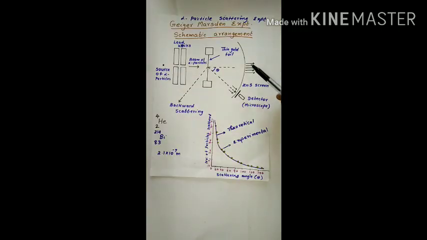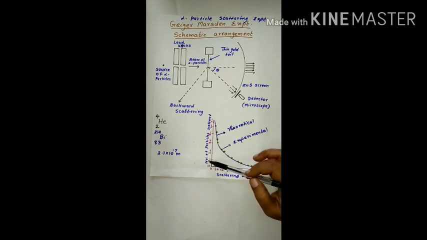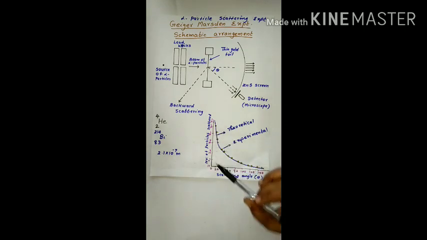What are the observations made by Rutherford from the experiment? After observing the experiment, he drew a graph like this. The graph is between the number of particles scattered and the scattering angle theta.